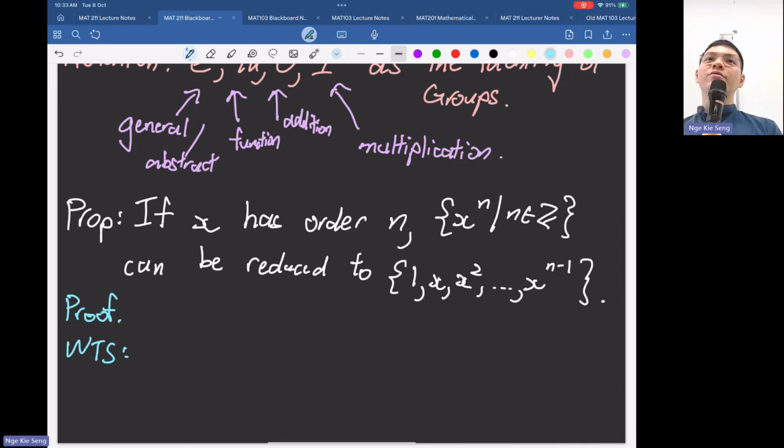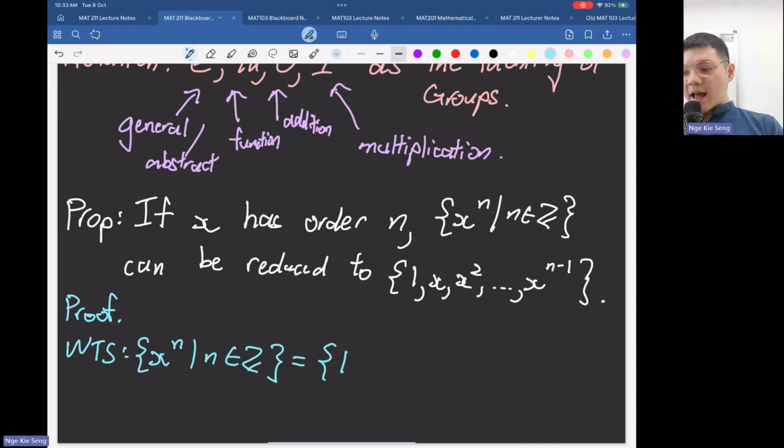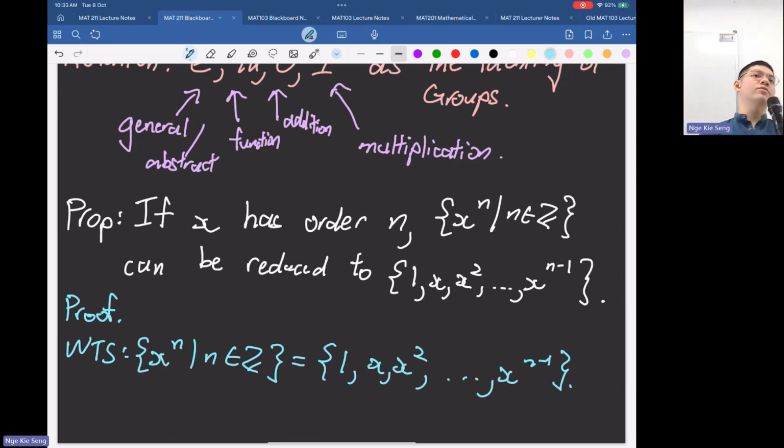You are showing two sets are the same. So what are the two sets that are the same? This is the set of integer powers of x and also the set of n elements here. So you need to show that these two sets are the same. Showing two sets are the same, how to show? If you want to prove set A equals set B, you need to show that A is a subset of B, and B is a subset of A.